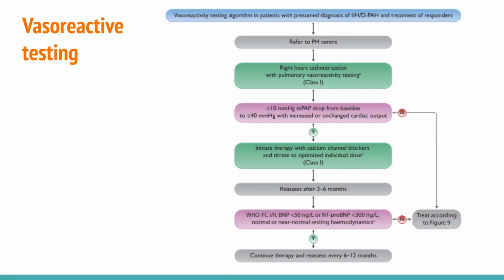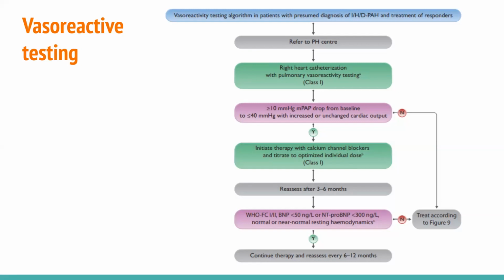They do the right heart catheterization. Then during the testing, a positive acute response is defined as a reduction in mean pulmonary artery pressure by more than 10 millimeters of mercury to reach an absolute value of less than 40 millimeters of mercury with increased or unchanged cardiac output. But if patients have pulmonary hypertension with left heart disease, vasoreactive testing is restricted to evaluating heart transplantation candidacy.